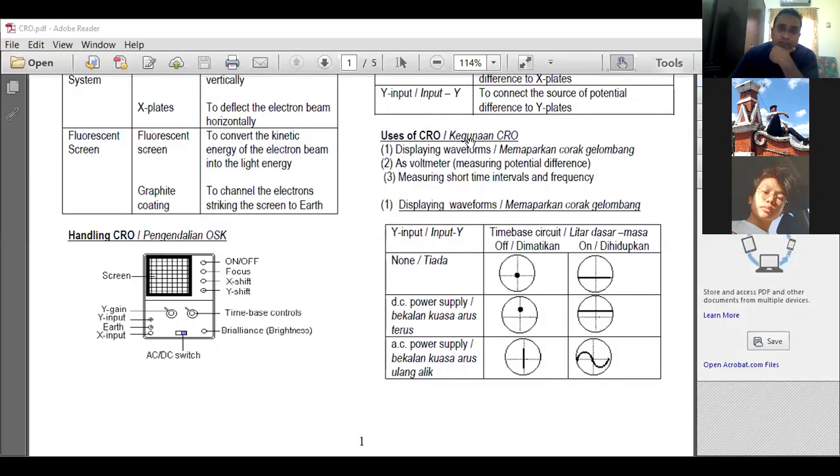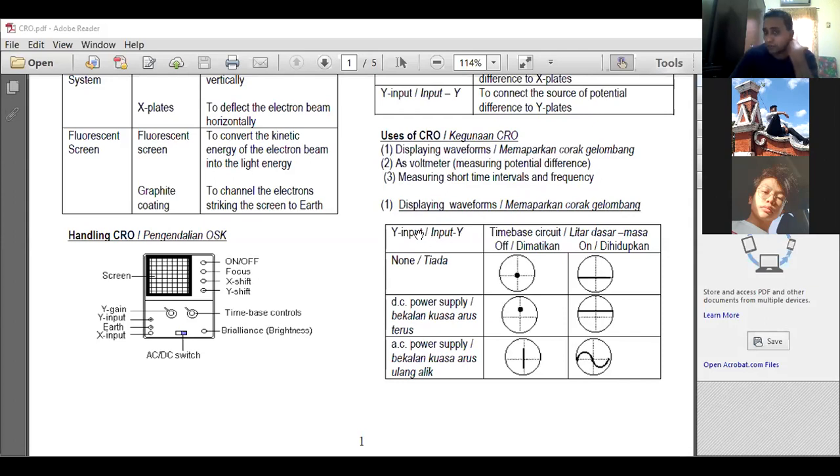Okay, now the users of CRO. So first to display waveform, act as a voltmeter to measure voltage. Okay, measuring short time interval and frequency lah. That means measuring like period and frequency. Okay, now the first one we want to display the waveform. Now we're going to look at how the image on the CRO will look like when we connect to different type of power supply. These boxes.